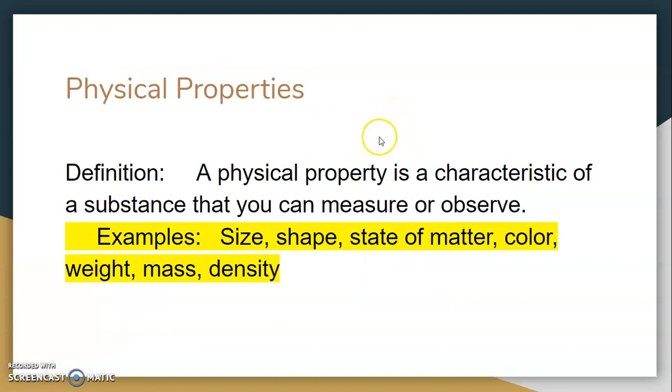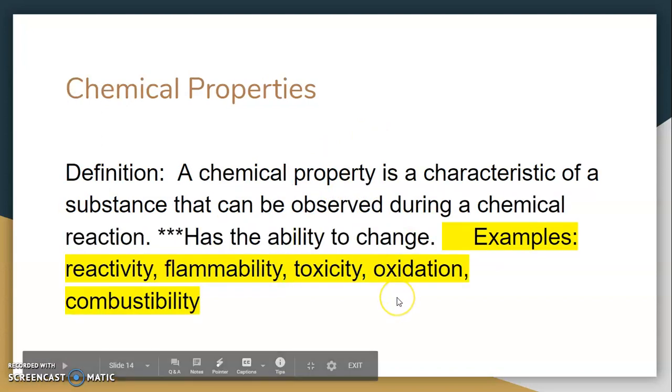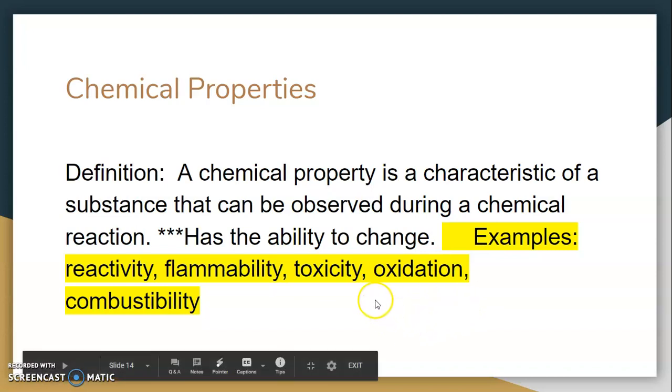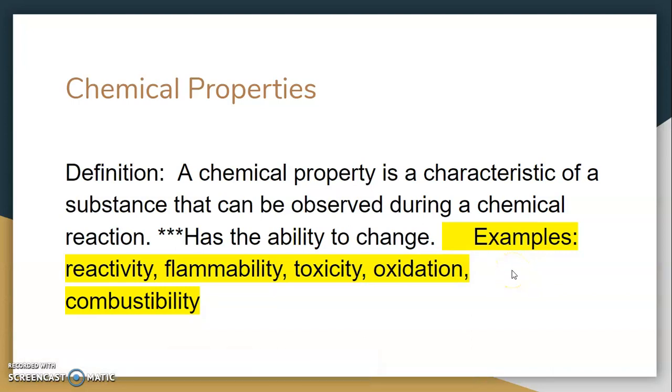Physical properties are, again, characteristics of a substance that you can measure or observe: size, shape, state of matter, color, weight, mass, density, things like that. And a chemical property is a characteristic of a substance that can be observed during a chemical reaction, meaning that it has the ability to change. So for example, is it reactive, flammable, toxic? Can it rust? Oxidation, or is it combustible? All right, and actually that is my last slide.